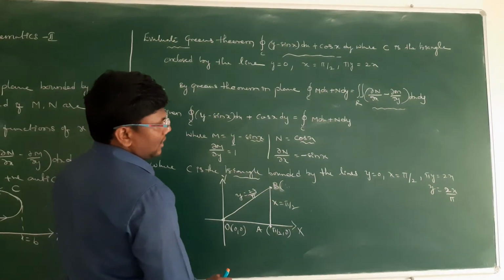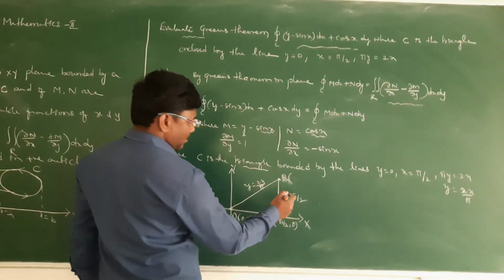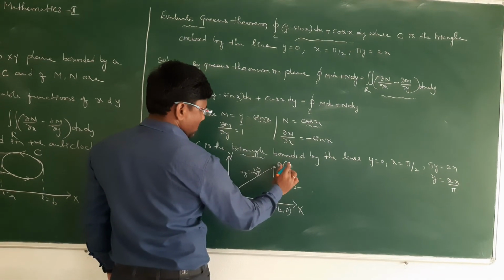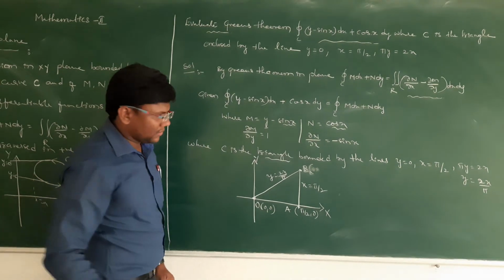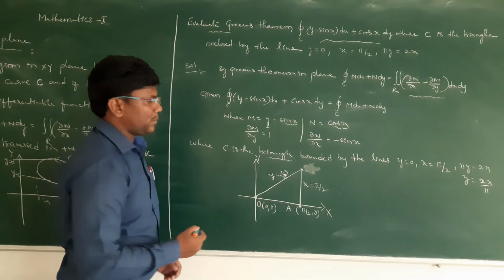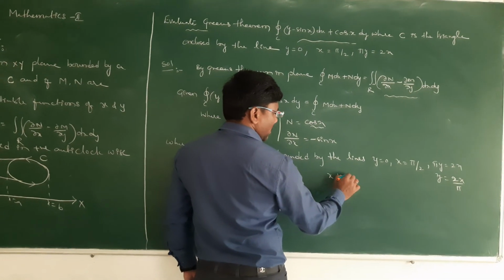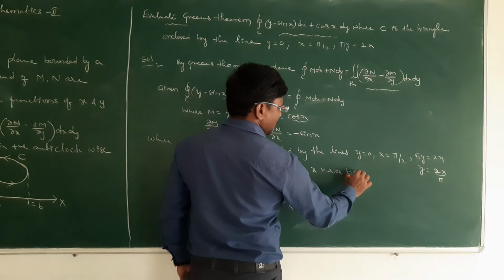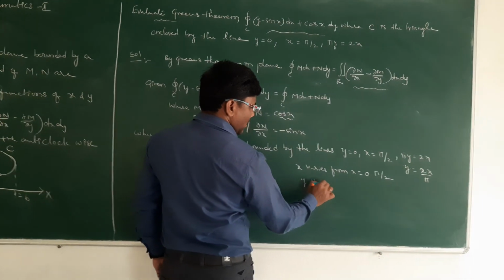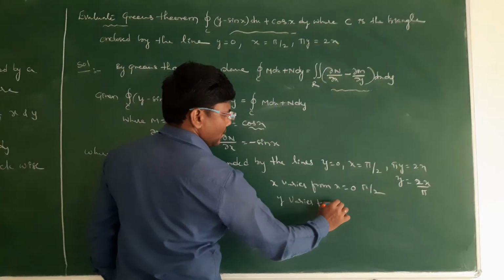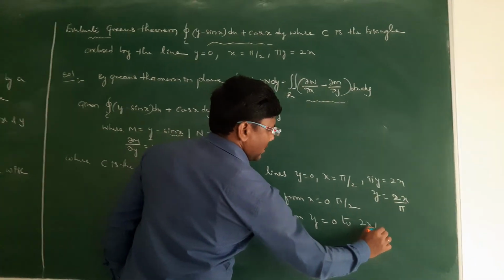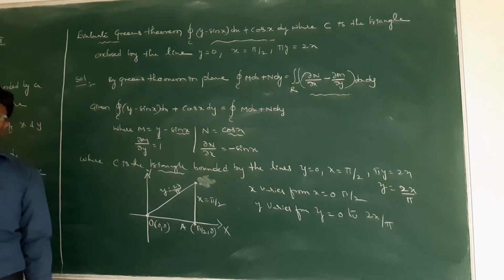Now we can define the limits. The y value is 2x by pi. This is the x value and y value. At x equals pi by 2, y equals 1. Therefore, x varies from 0 to pi by 2, and y varies from 0 to 2x by pi. This is the region we defined now.